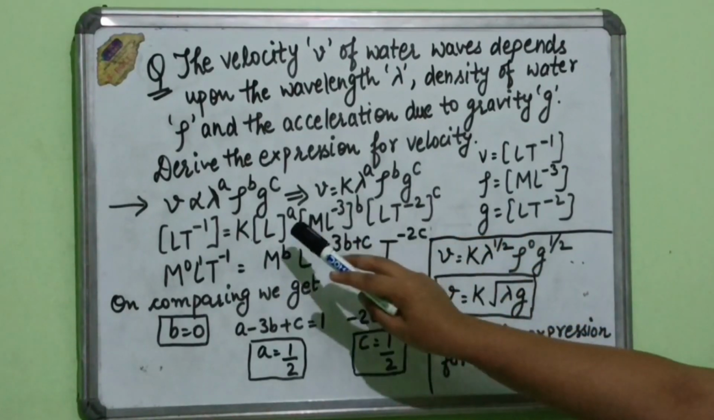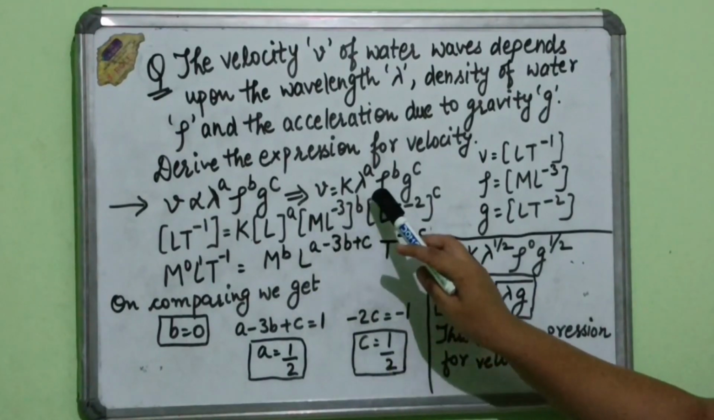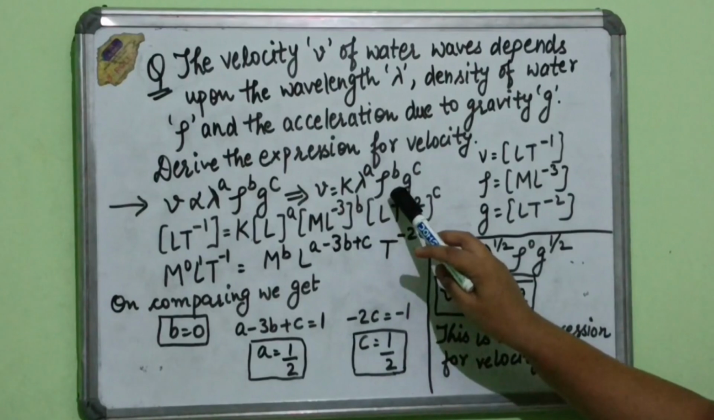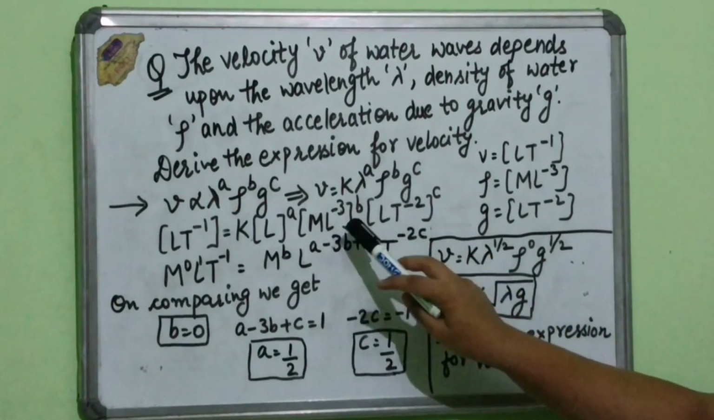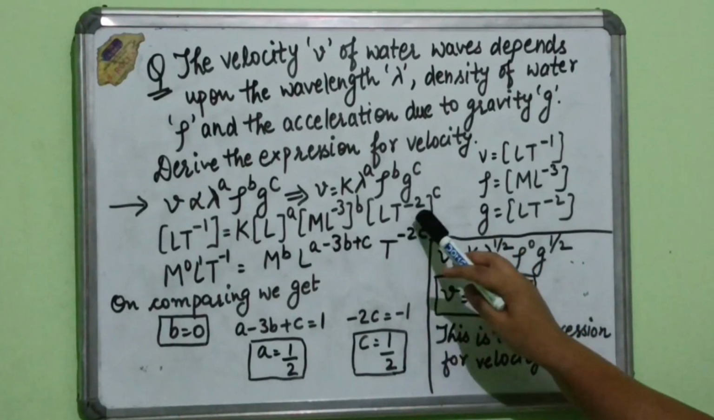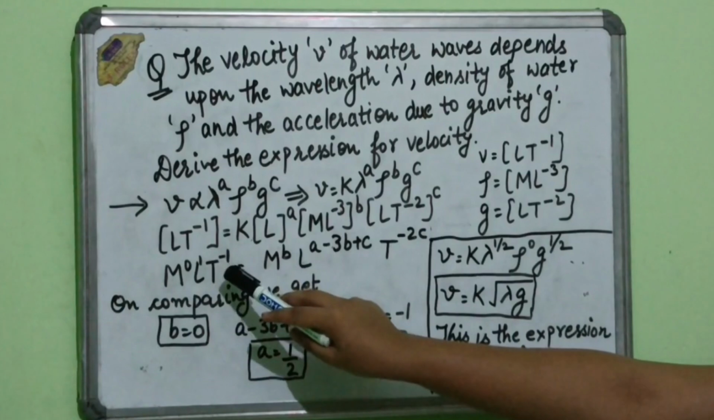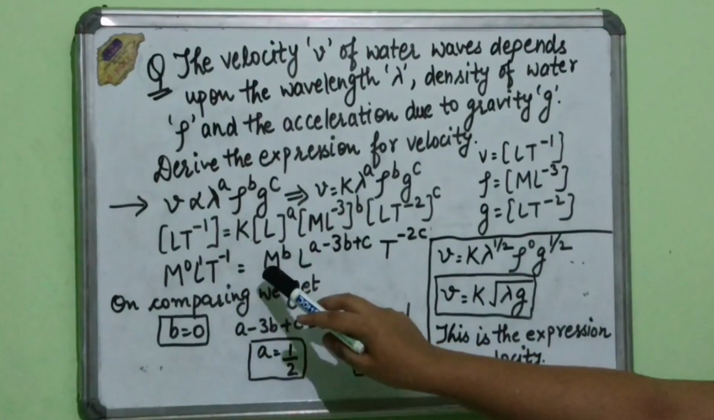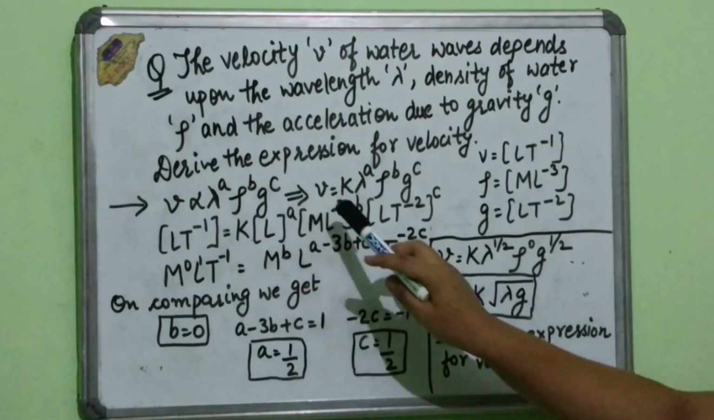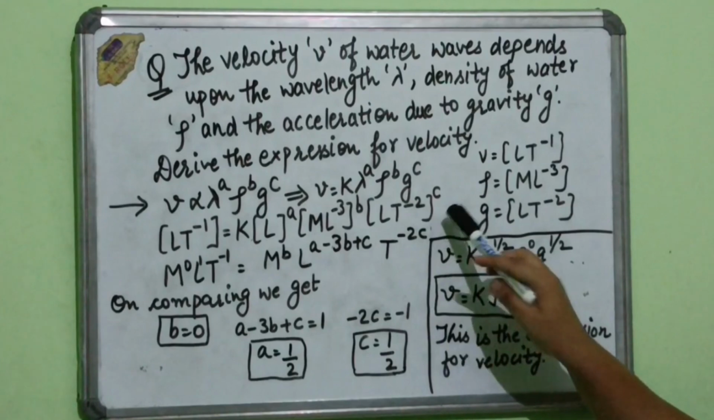We know the dimension formula for velocity is L T^-1. Wavelength is also a length, so its dimension formula is L. The dimension formula for density is M L^-3, and for g it is L T^-2. We can write this as M^0 L^1 T^-1 = M^b L^(a-3b+c) T^(-2c).